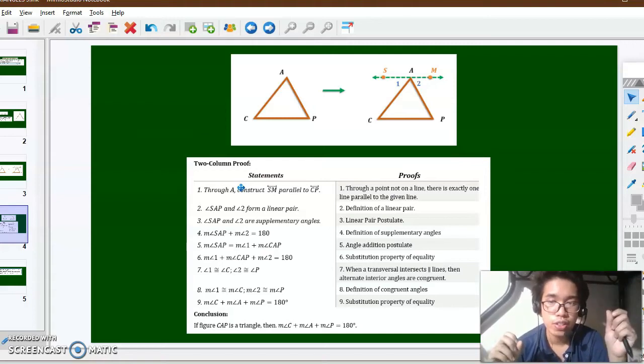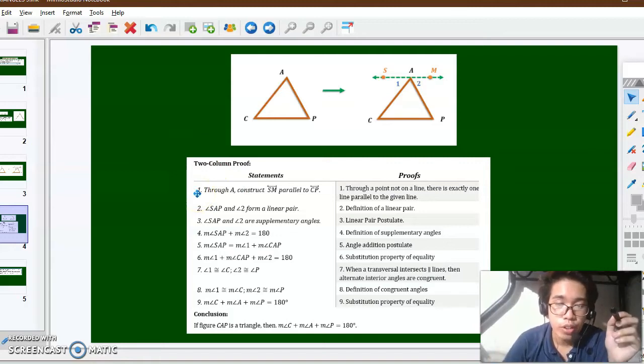First, we state the first statement: through A, construct a line SM parallel to CP. The reason for that is: through a point not on a line, there is exactly one line parallel to the given line. Then for number 2, we have angle SAP and angle 2 forming a linear pair. Yes, angle SAP and angle 2 form a linear pair. That's the definition of a linear pair. So that's how you do it.